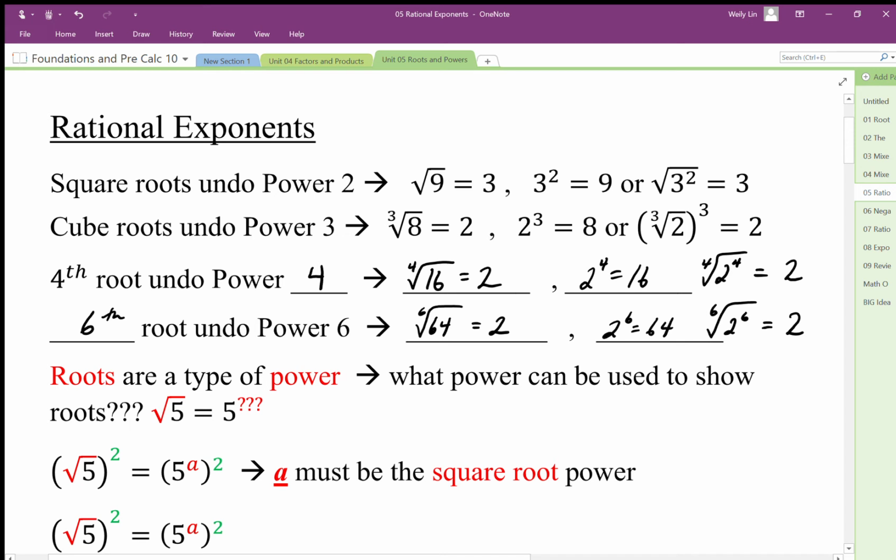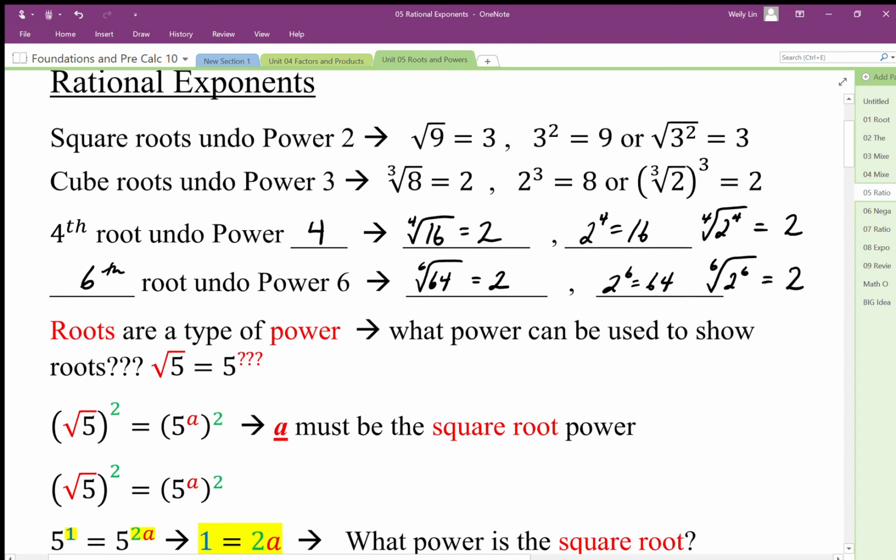So essentially, if roots and powers undo each other, roots must be a type of power. In fact, they are. But what power do we use to show a root? If I have the square root of 5, it can be expressed as some power. And what is that power? So let's take a look at what that power might be. This is the argument we're going to make.